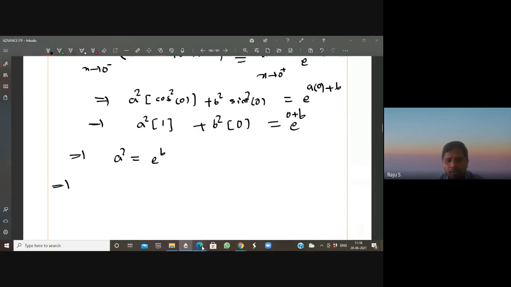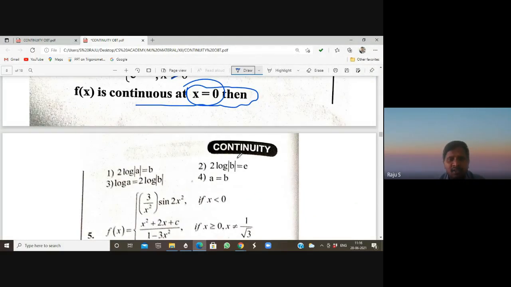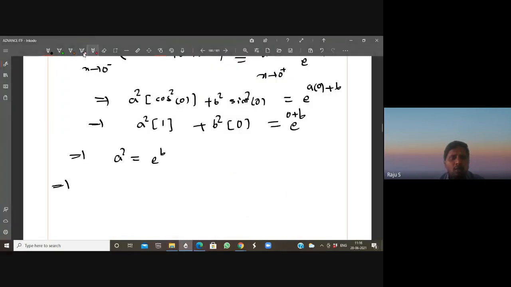Now, according to the options, what are the options they have given here? The options are given in terms of log. So what to do here? I want to take log on both sides. So log a square is equal to log e to the power of b. Now it is in the form of log a power m, which can be written as m log a, so 2 log a is equal to b log e.